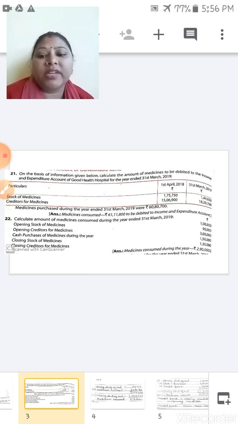So here we have to use the opening creditor value and closing creditor value. Now how will we use them? We have to subtract the opening creditor from the closing creditor. Then we have the value of credit purchase. Okay. Let us check the answer.